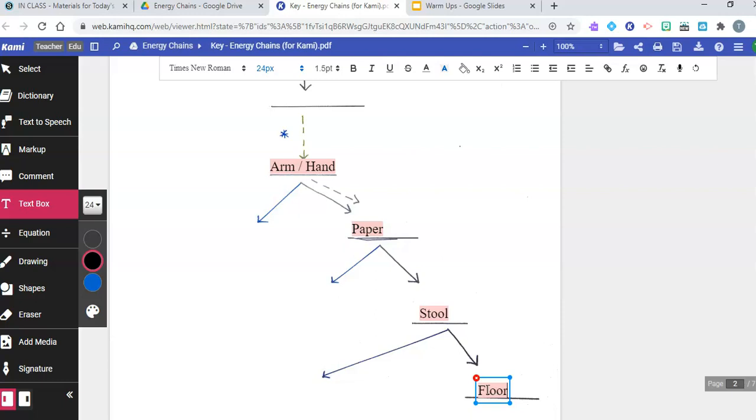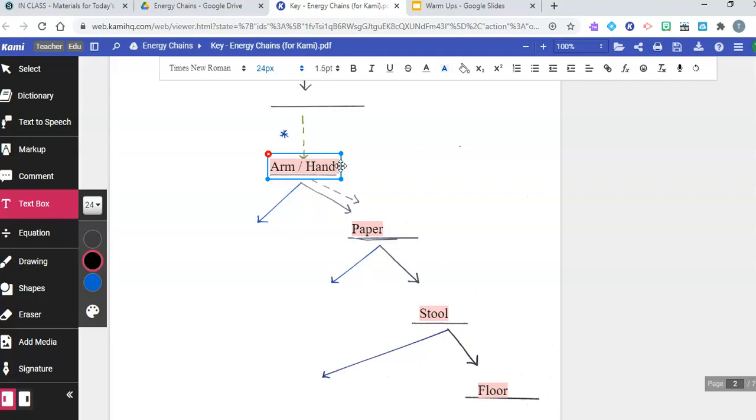Okay, so now what you need to realize is that the transfer of energy happens when two objects touch. And what we've been talking about recently is when two objects collide, right? But it doesn't always have to be a collision. But my hand had contact with the paper, the paper had contact with the stool, and the stool had contact with the floor. So now let's go back up and let's identify the types of energy that my arm was expressing.